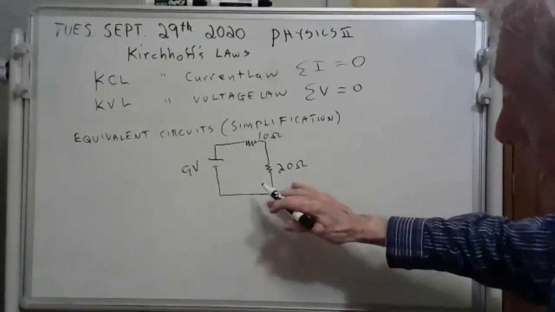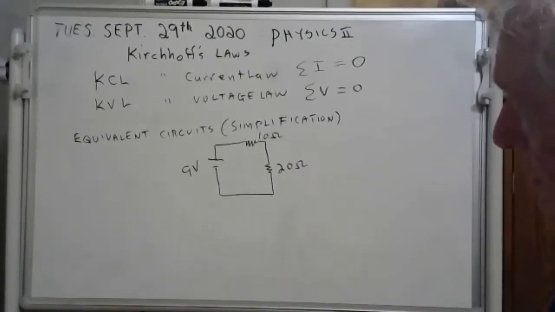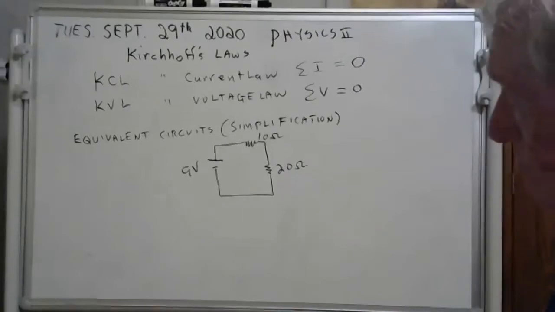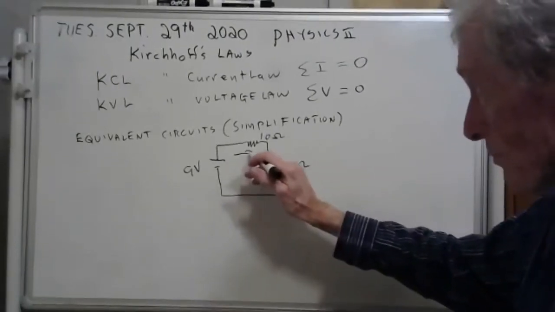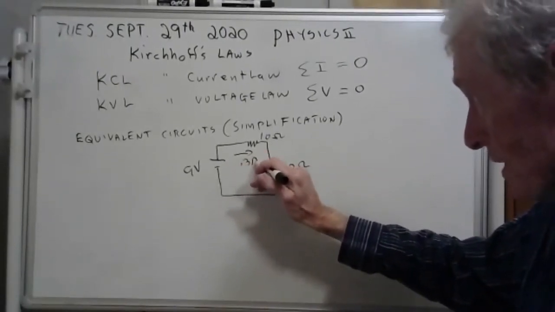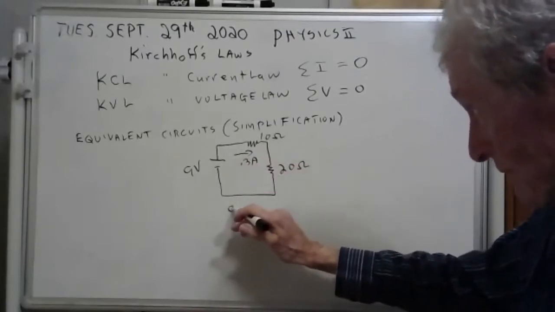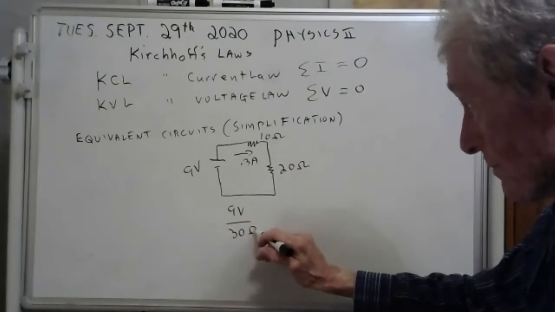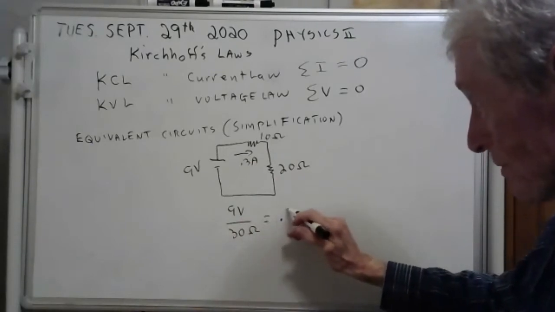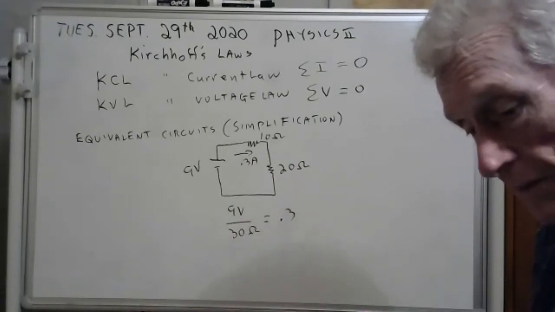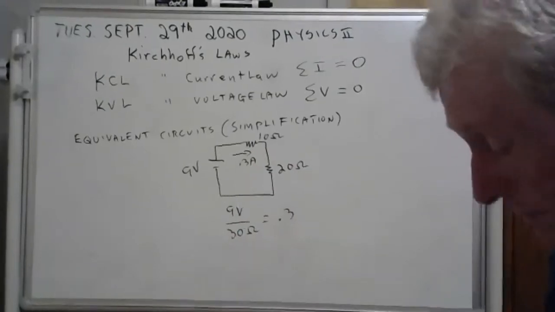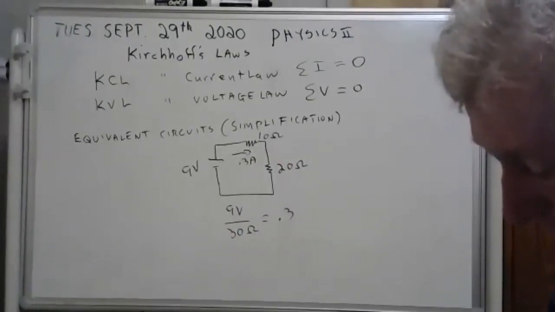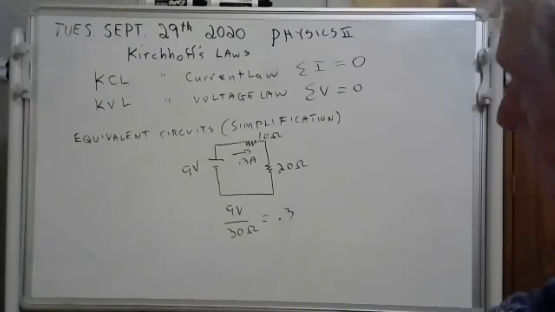I did that in my head, and I probably did it wrong, but I'm getting 0.3 amps. I wonder if that's right. If you take 9 volts and divide by 30 ohms, do you get 0.3 amps? Let me get my calculator out. 9 divided by 30. Yeah, that's right.